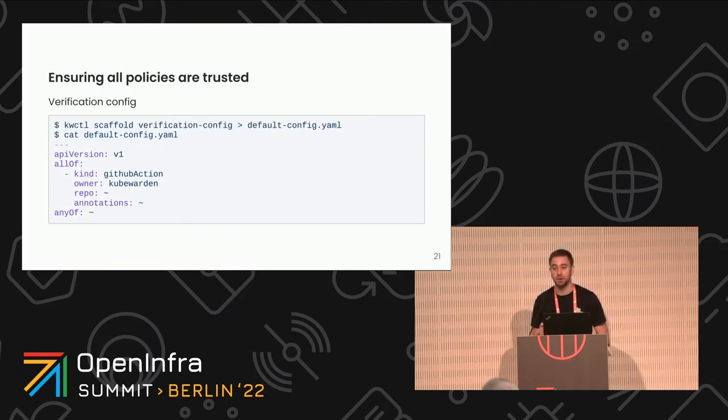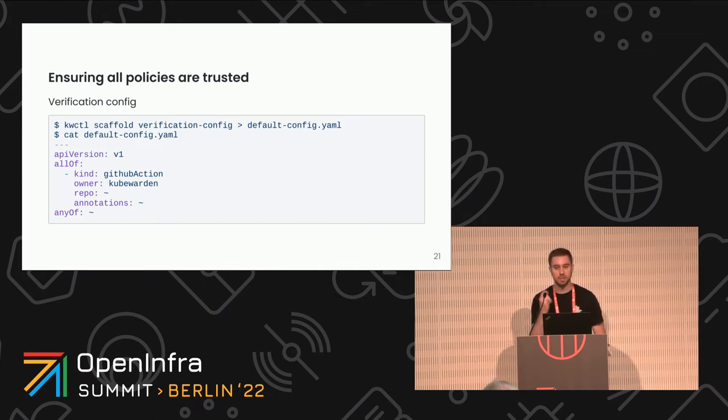Okay, we have signed our policies. How do we check the signatures inside of the cluster? We configure Kubewarden for that. Kubewarden being helm charts and so on, you just have some configuration that you put in a config map, and in this case, it's pretty simple. You can get it with our little utility to get the thing.